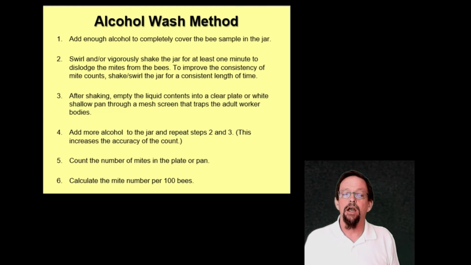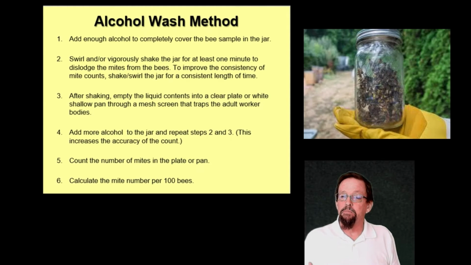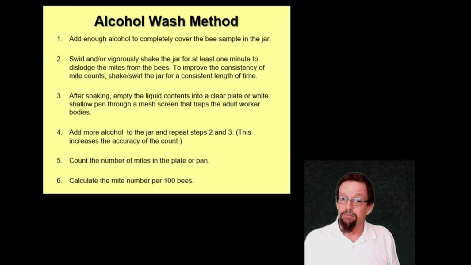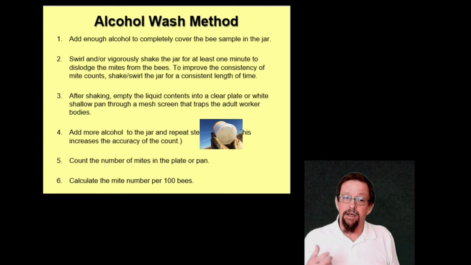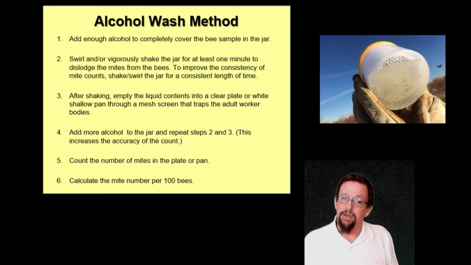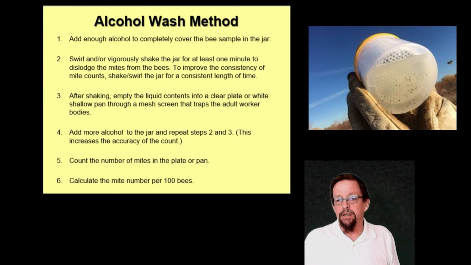So you're going to take your 300 bee sample, pour alcohol into it, isopropyl, 70%, and then you're going to put your lid on there, shake it a little bit, swirl it around, let it set for a little bit, to give a chance for the alcohol to kill the bees.